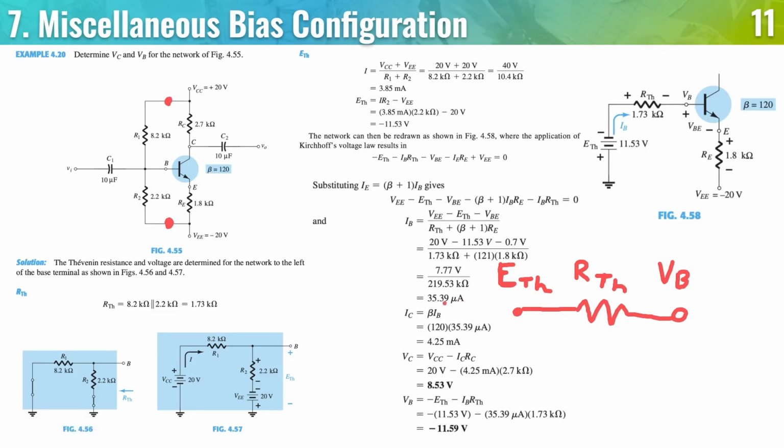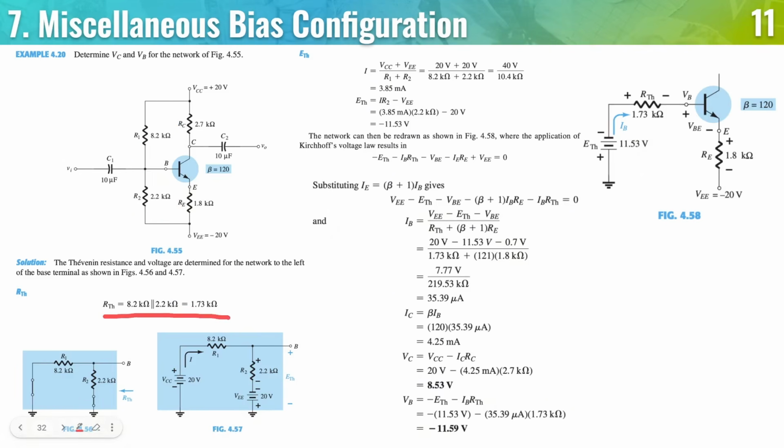Now, in order to get to what I just described, let's first solve for RTH. So RTH is going to be the equivalent resistance between these two. So these two are in parallel. So you have 8.2 kilo ohms in parallel with 2.2 kilo ohms. That equivalent is 1.73 kilo ohms. So now that we're done with RTH, let's now proceed to I and to ETH.